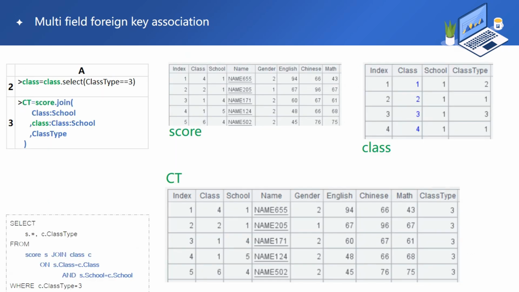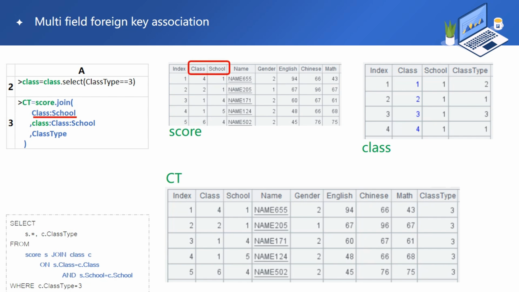The switch function is suitable for single-field foreign key associations, and when multiple fields are associated, the join function should be used. Add a school column to the score table to record the scores of 30 classes in 5 schools, with 6 classes in each school. The class table records these 30 classes, with the primary keys being the class and school fields. The classes are classified into Type 1, Type 2, and Type 3. Now we need to find out the scores of all students in Type 3 classes.